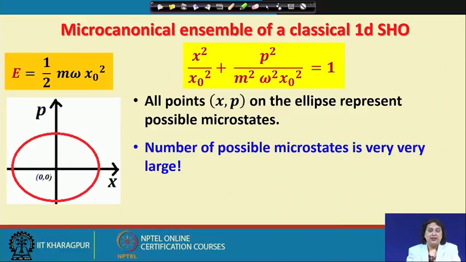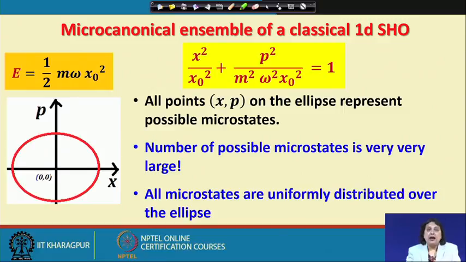We also mentioned that obviously there is no limit to the number of points that can reside on this red ellipse, and therefore, the number of possible microstates for the given value of E is very, very large. And if we look at all possible values of x and p, there is no reason why at some point here the values of x and p will be more preferred over some other x, p combination, for example, a point like here. Therefore, we have no option but to assume that all the microstates are uniformly distributed over the ellipse.